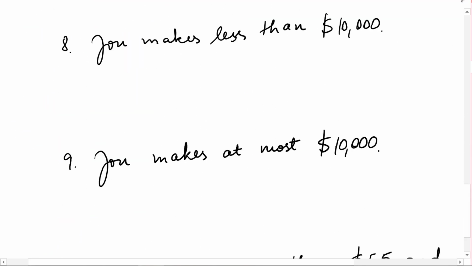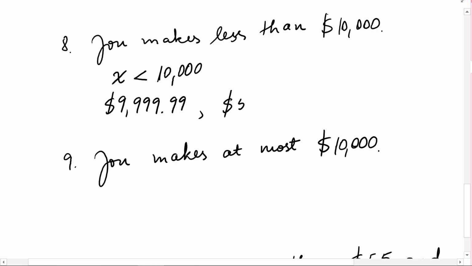Let's see another one. John makes less than $10,000. So did you hear somebody saying something like that in real life? I bet you did, right? What does that mean? It means x less than 10,000. It means John does not make 10,000. He might make 9,999.99. He can make maybe $5, or he can make $3 or 333, but he cannot make 10,000, right?